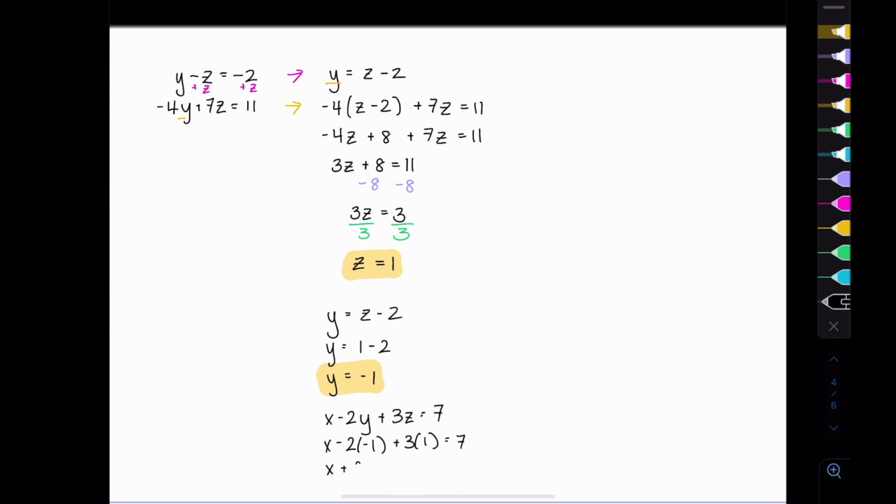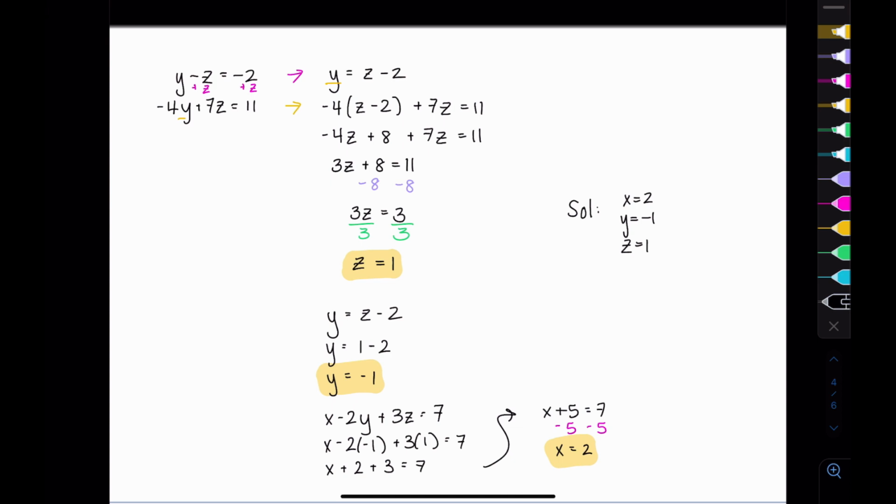So we now have just a single value of x. Distributing that out, that's x plus 2 plus 3 equals 7. Then x plus 5 is equal to 7. And finally, subtracting 5 gives us that x must equal 2. So our solution, you could write it out as x equals 2, y equals negative 1, z equals 1, or you can write it as the coordinate triple (2, negative 1, 1). Either one works.